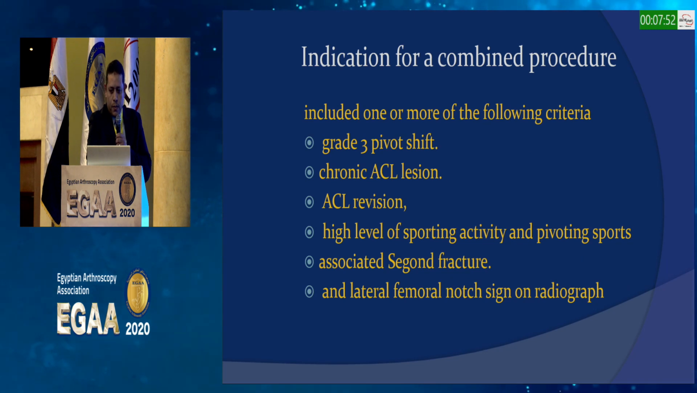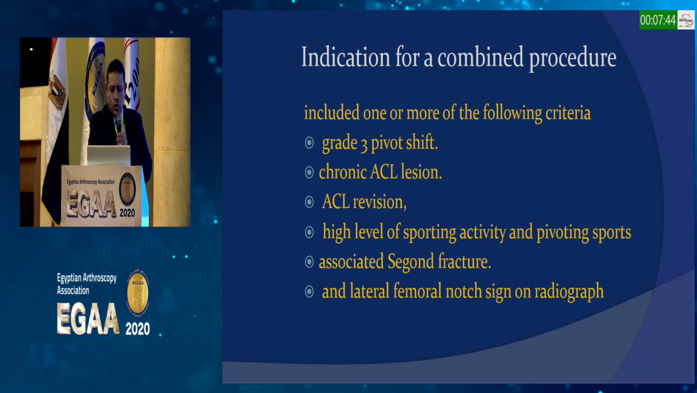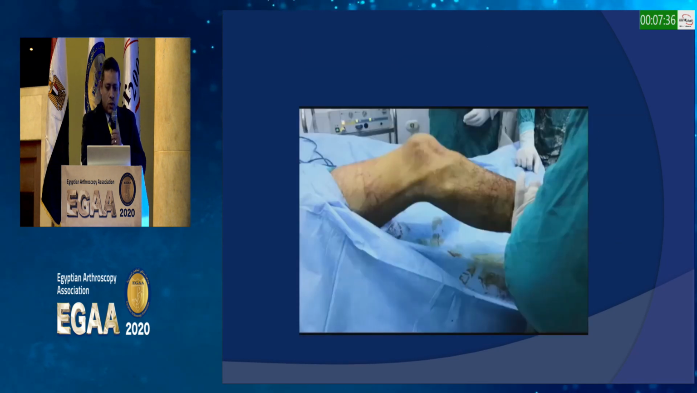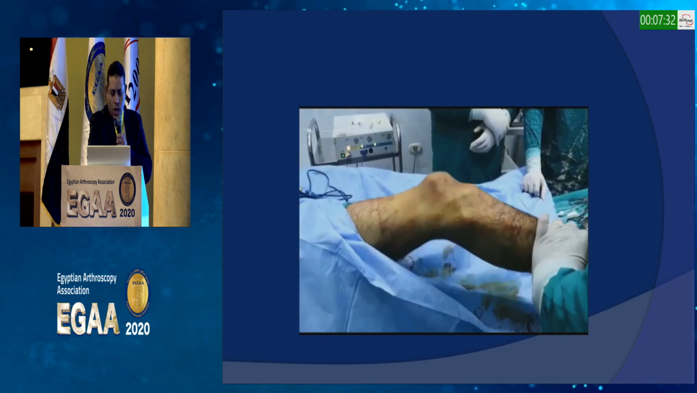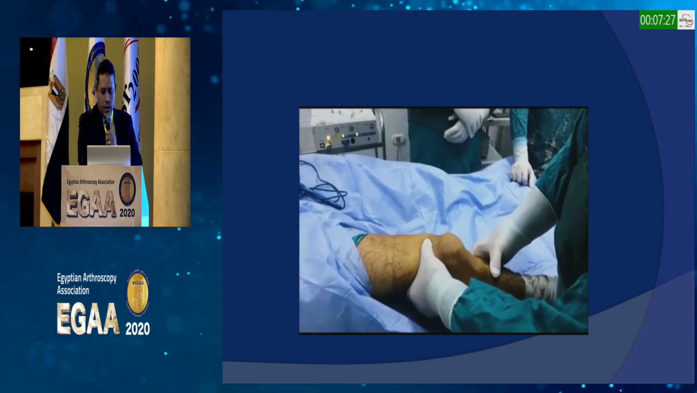Indications for a combined procedure include one or more of the following criteria: grade 3 pivot shift, chronic ACL lesion, ACL revision, high level of sporting activity and pivoting sports, associated Segond fracture, and lateral femoral notch sign on radiographs. This is a demonstration of our technique. This is a grade 3 pivot shift, positive Lachman and anterior drawer test.